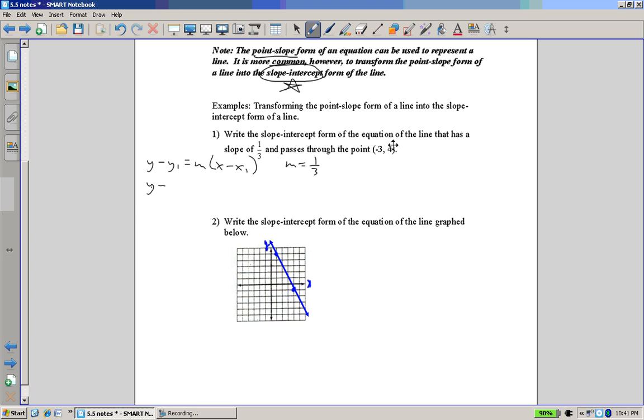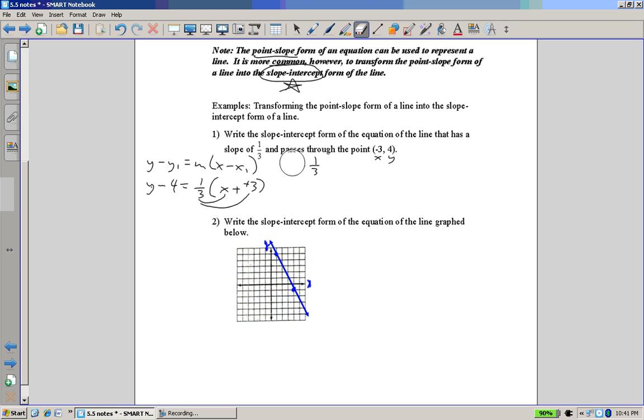y minus y1, which is 4. I'll go ahead and label that. Equals m, which is 1/3, times (x minus x sub 1, which is negative 3). And now I want to transform it. Well, to do that, let's go ahead and clean up this double sign here. That's going to be x plus 3. Keep change. And now we're going to distribute first.